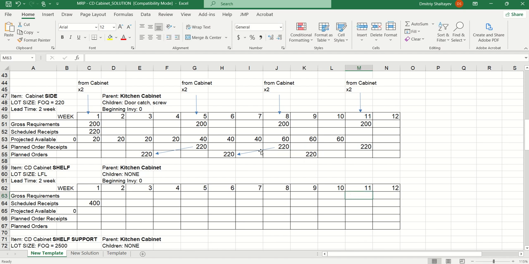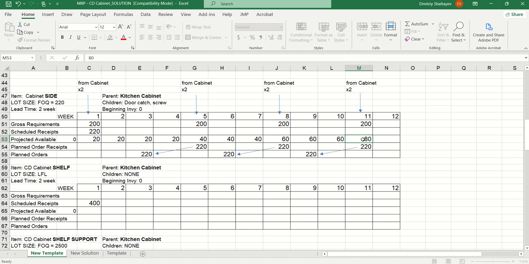Okay? So I'm going to copy the arrow and paste the arrow right here to show the connection. Let's save it. So 220 units are coming in week 11. 60 units are physically there from previous weeks. That's 280 minus 200 that I'm planning to use. That is 80 units projected available at the end of week number 11, right?